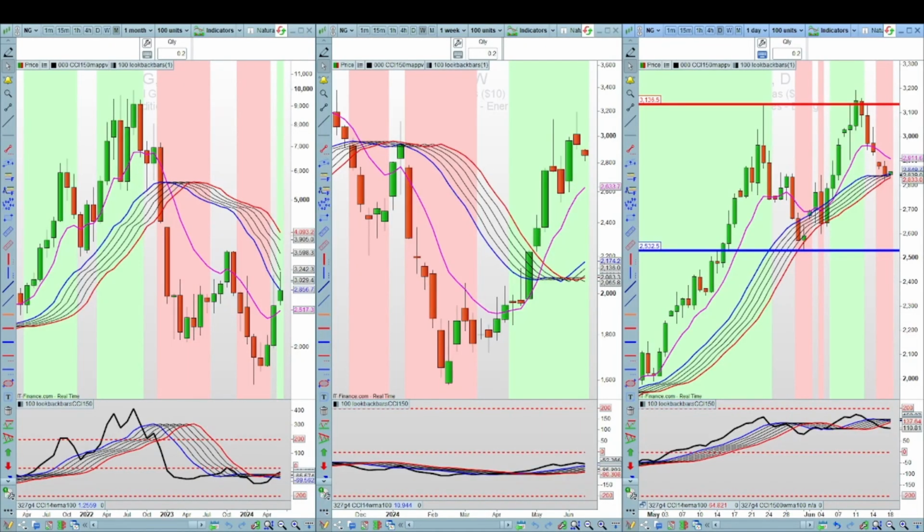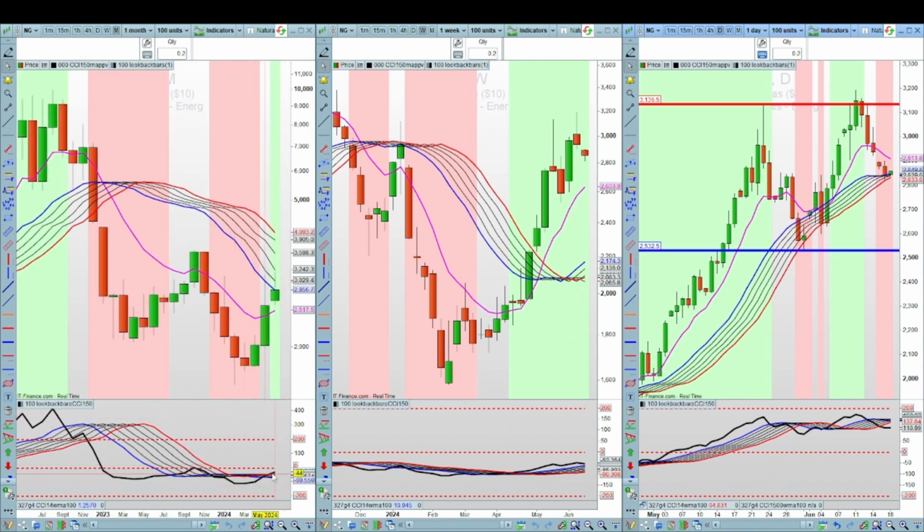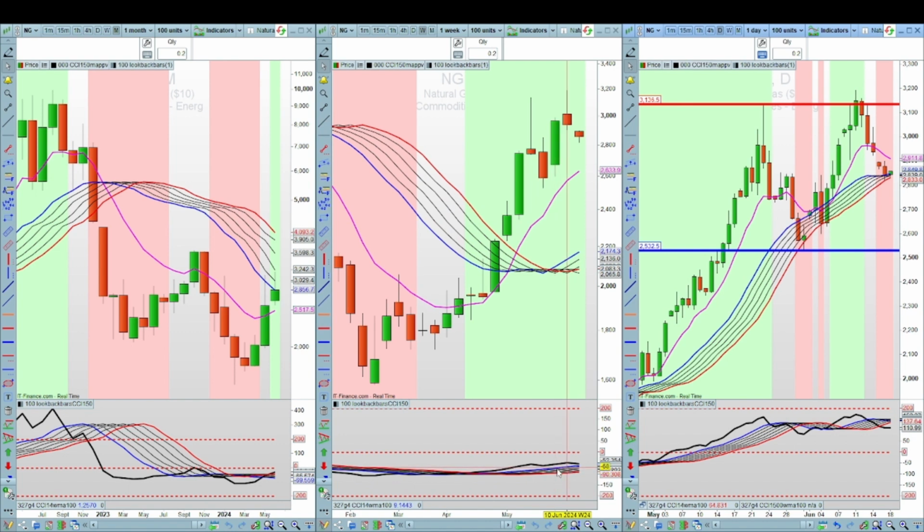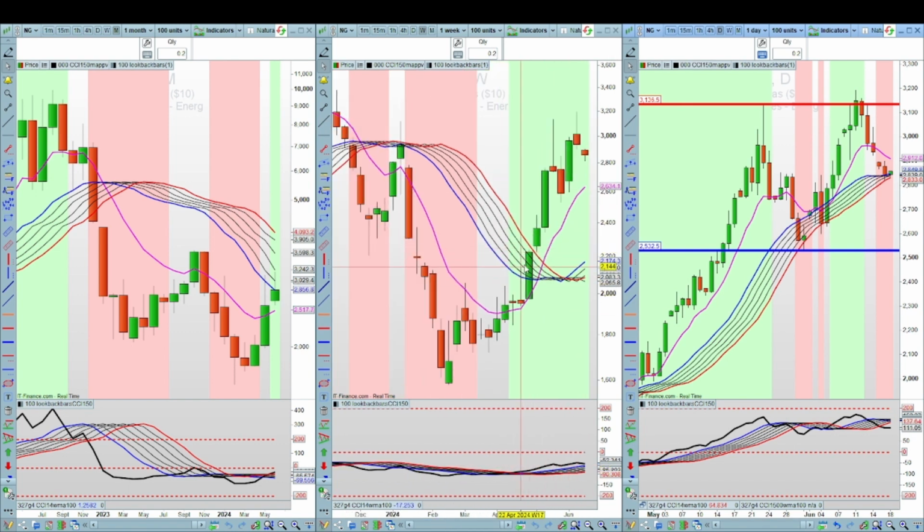First, looking at natural gas. So we look at the time frames on the weekly here, the monthly, and the daily. And on the monthly, you can see it's broken above the moving average band, so giving us a slight bullish signal, although it's still below the moving averages of the price chart. On the CCI 150, again, it's above the moving averages, giving us a bullish signal, and that is also broken above on the price moving averages.